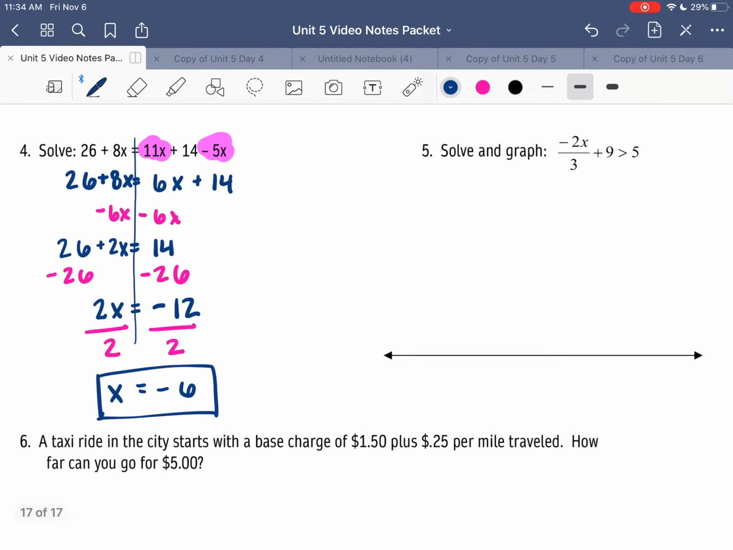All right, in number 5, it says solve and graph negative 2x over 3 plus 9 is greater than 5. So we're going to solve this the same way we would an equation, just paying attention to if we multiply or divide by a negative on both sides, we've got to flip that inequality. So until I have the fraction itself isolated, I can't just multiply to get rid of it. So we've got to move that 9 first. Well, minus 9 on both sides.